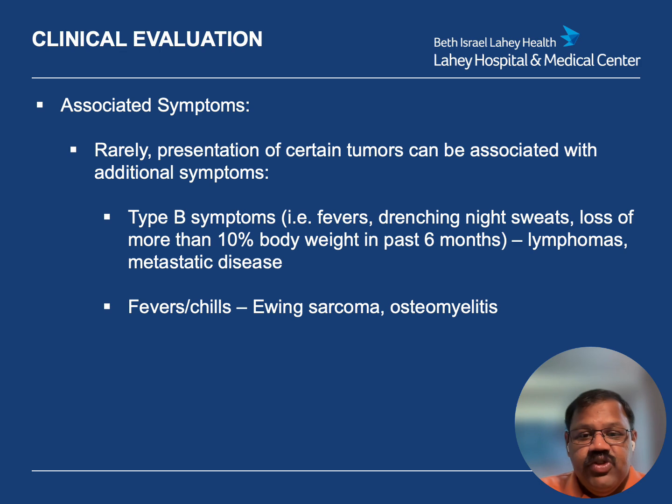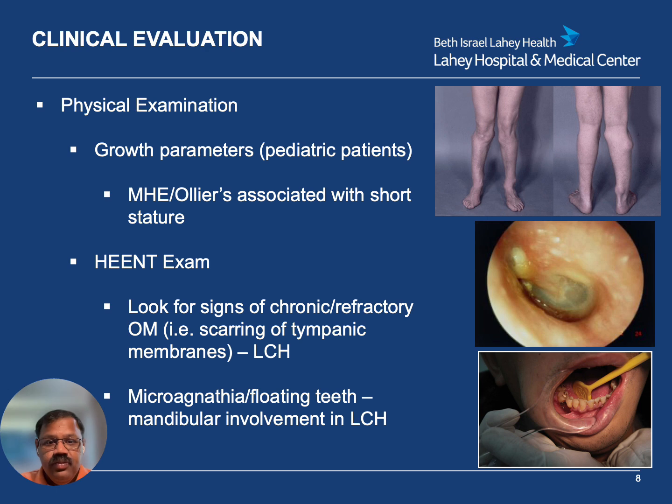Very rarely, presentation of certain tumors can be associated with additional symptoms like type B symptoms. These B symptoms are things like fevers, drenching night sweats, loss of more than 10% body weight in the past 6 months. And those are oftentimes associated with lymphomas, especially, but also metastatic disease. And fevers and chills specifically can also be associated with Ewing sarcoma, or osteomyelitis, both conditions where there's active, ramped up inflammatory phases.